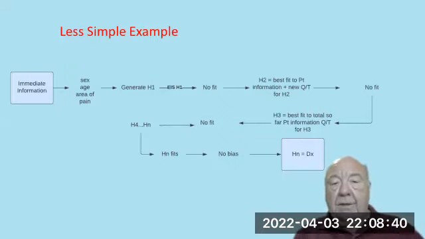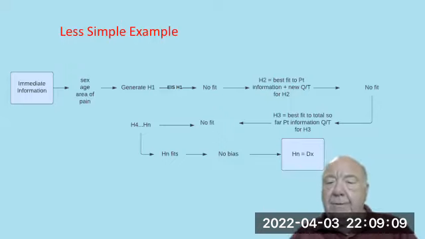information. Sex, age, areas of pain. You've got the same information. You generate the H1, you attack it with the illness script for H1, and it doesn't fit. So you move on to H2. But now H2 is the best fit from your immediate information and the information you generated when you were testing H1. So you've got more information that you can use now.